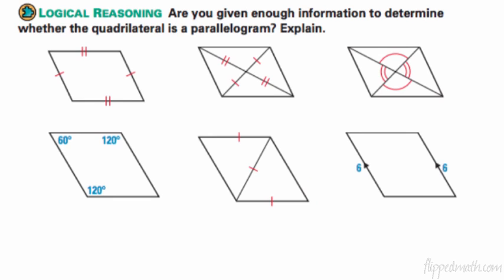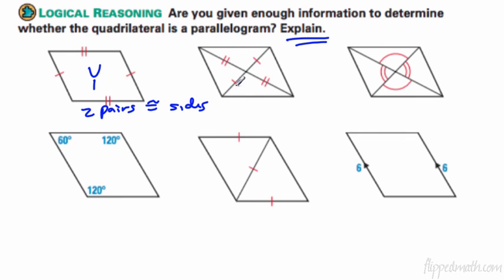Wow, so let's look at these and see if we can figure it out. Logical reasoning. Are you given enough information to determine whether the quadrilateral is a parallelogram? All right, what do we have here? Oh, and we have to do that explain. Everybody loves to explain. What do we have here? So we got congruent, congruent. Is that enough for a parallelogram? Yes, I'm going to put a big Y in it. And what's the reason? Two pairs of congruent sides. That works.